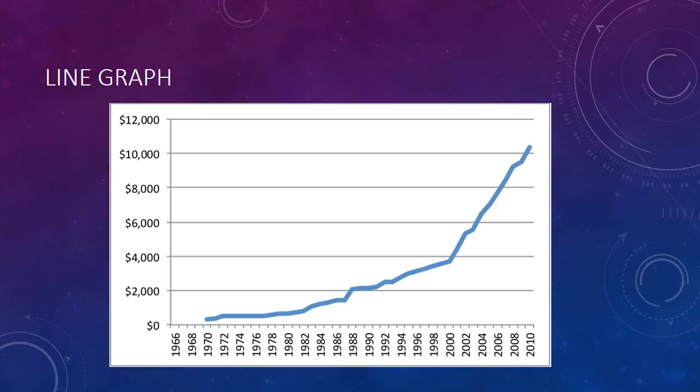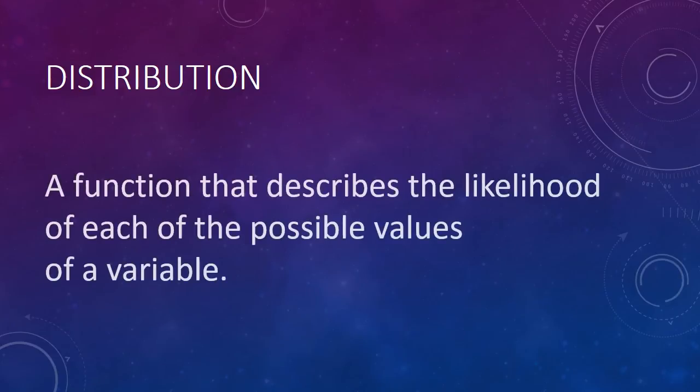Here, for example, we see the tuition for resident freshmen at the University of Illinois. Look how there's a gradual increase from 1970 to about 2000, followed by a much steeper increase from 2000 to 2010. When we looked at the histogram, I mentioned that a histogram shows a distribution. A distribution is a function that describes the likelihood of all the possible values of a variable. In other words, it shows the relative number of subjects that have any particular value of a variable.